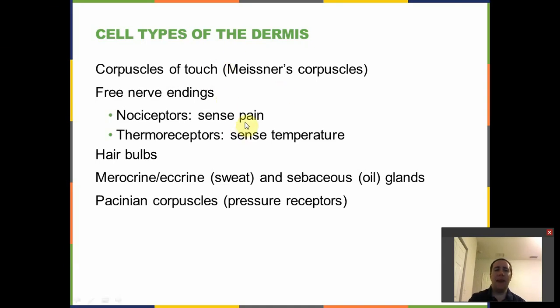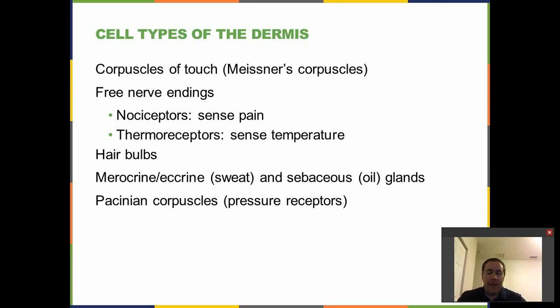The ones that sense pain are nociceptors. The ones that sense temperature are thermoreceptors, but I don't require you to know those two names. You have to know free nerve endings, and you have to know that free nerve endings sense pain and temperature. If you put your hand on something hot, number one, the thermoreceptors are going to say that's hot. And if you leave it there too long, now the nociceptors are going to say, now this temperature is painful. You need to remove your hand off of whatever is hot.